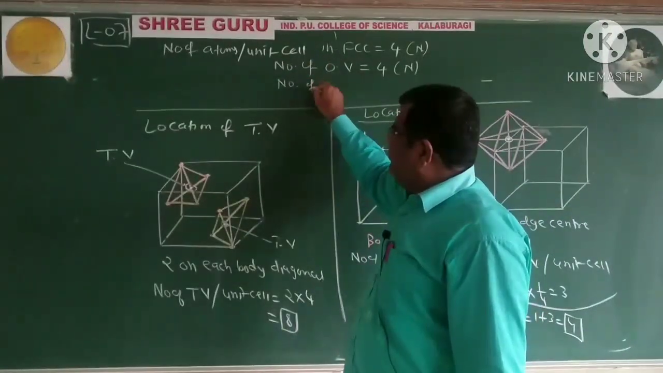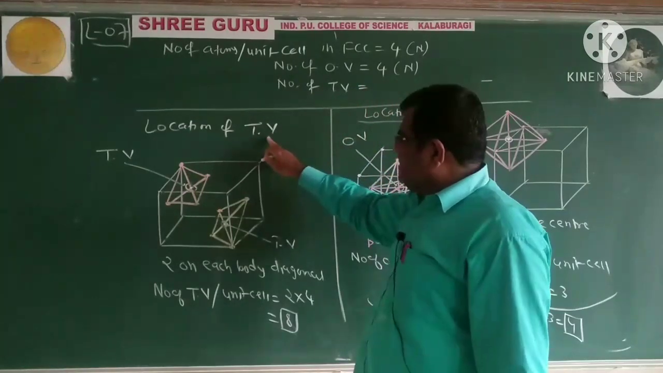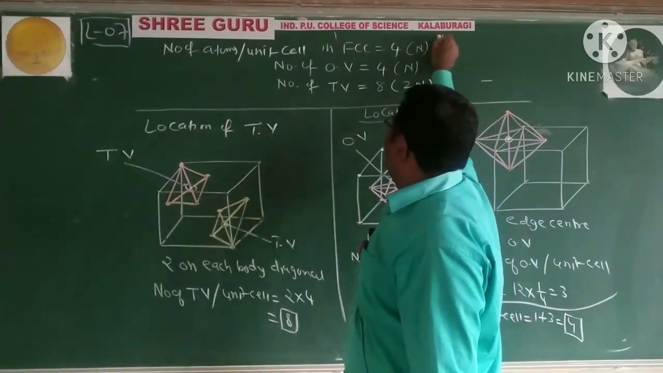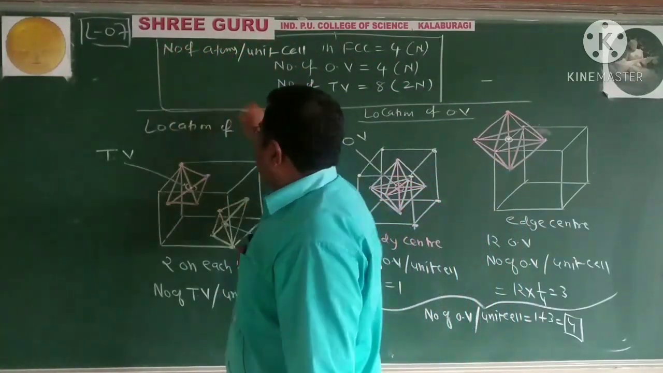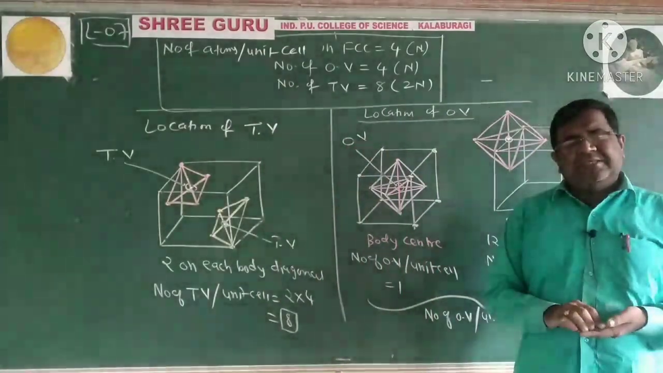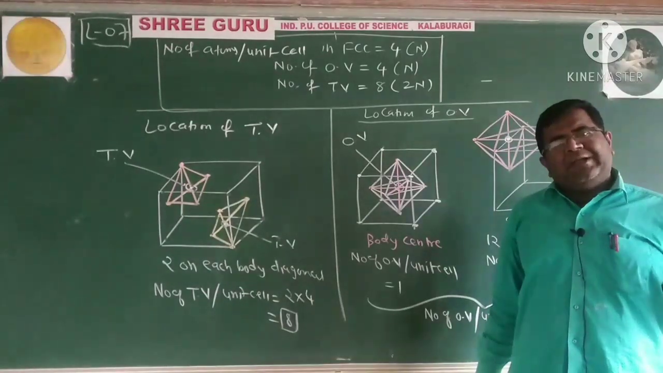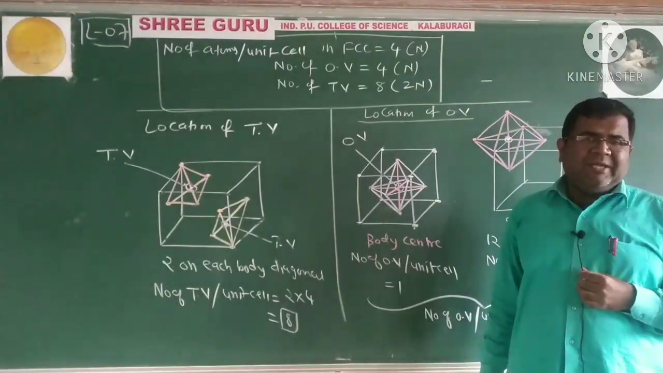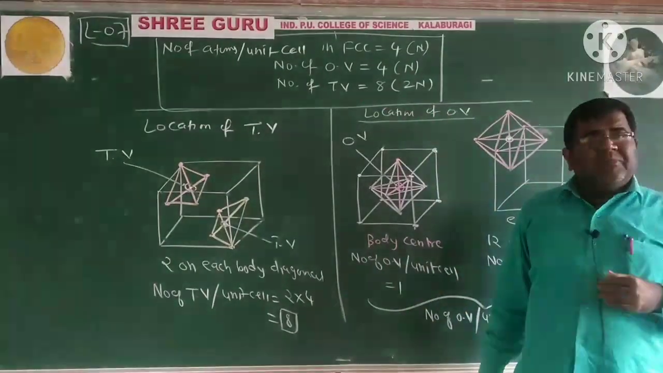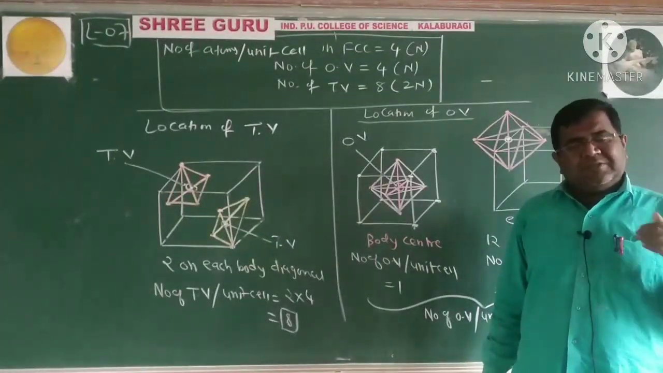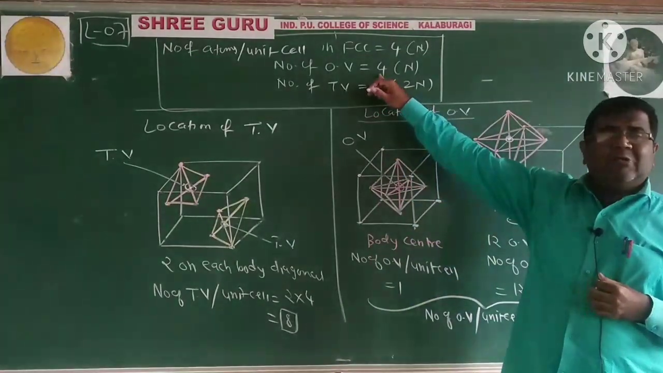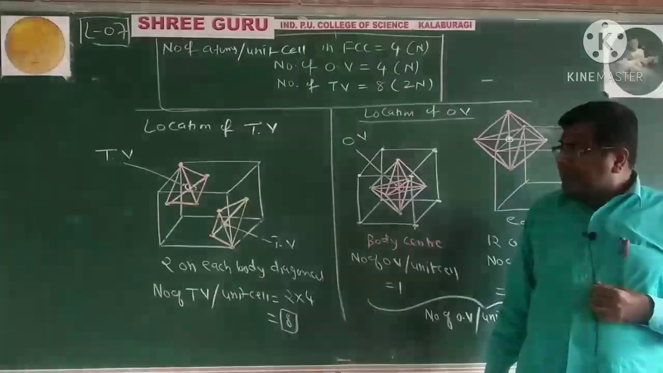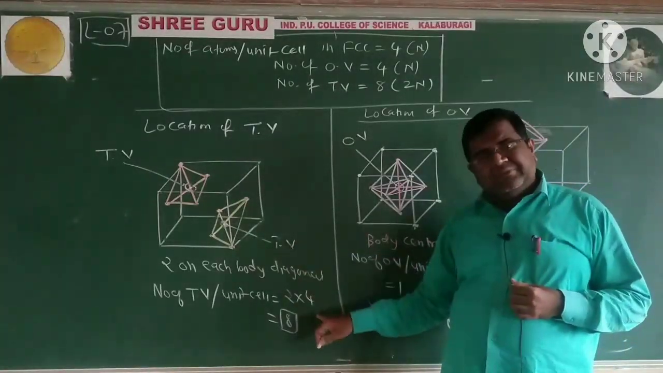But the number of tetrahedral holes is equal to 8, and that equals 2 times capital N. So if the number of particles in the unit cell is N, the number of octahedral holes is also N, and the number of tetrahedral holes is equal to 2 times that capital N. Very important formula, because we can calculate the formula of a substance if we know how many octahedral holes are filled, how many tetrahedral holes are filled, and how many particles are closely packed. So you just remember their locations and number.